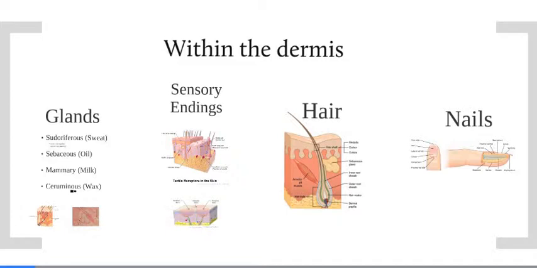I also want to consider sensory endings here as we're thinking about things that are found within the dermis for the most part. I want to talk about glands and then sensory endings and then go on to hair and nails. Hair and nails aren't terribly interesting or important structures within the skin other than to just demonstrate variations on the structure of epidermal tissue. So we'll look at those for that reason.